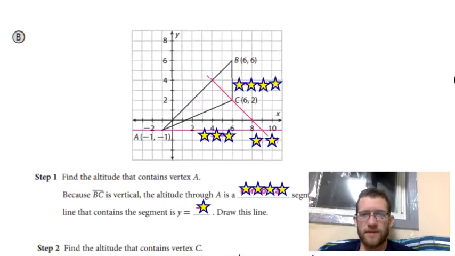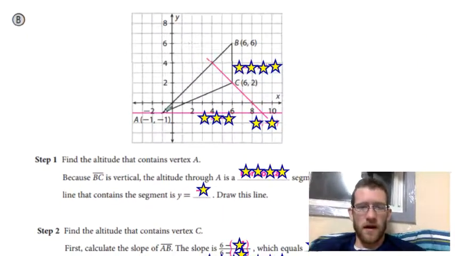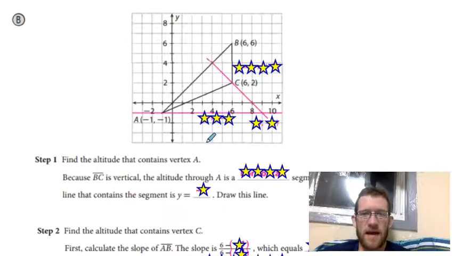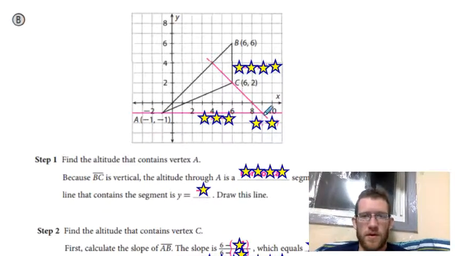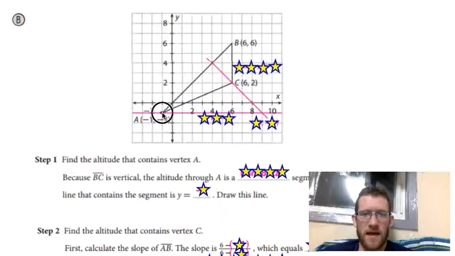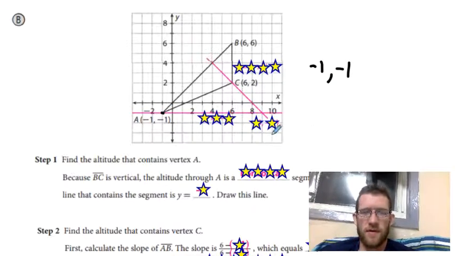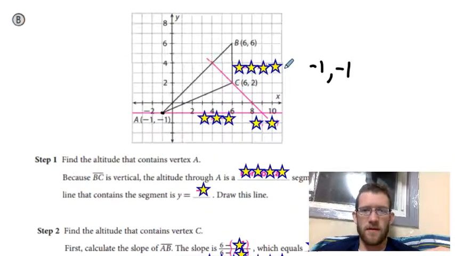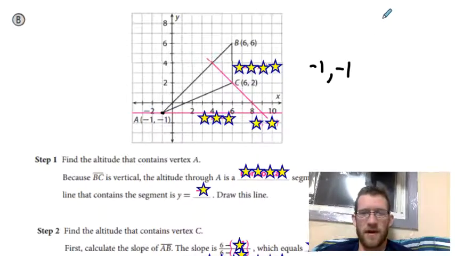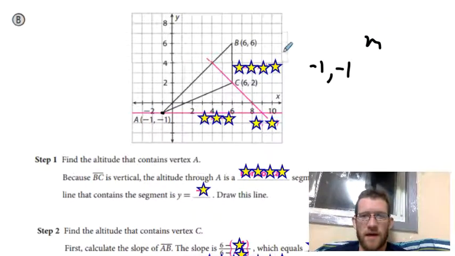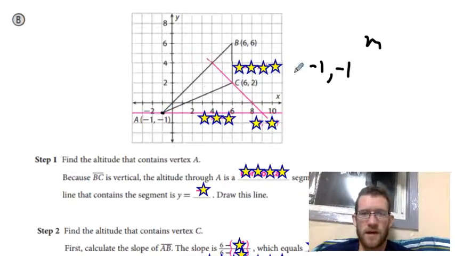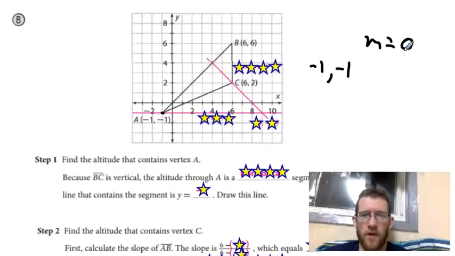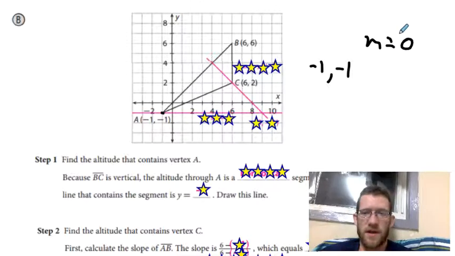Okay, we'll try this one. Again, we have to find the altitude that contains the vertex A. So in this case, here's A right there, which is at (-1, -1). And it is going to be perpendicular to BC, because that's the opposite side. BC has a slope of, well, undefined. So therefore, the slope of a line that's the altitude will be 0. What is the equation of a line with a slope of 0 that goes through (-1, -1)?